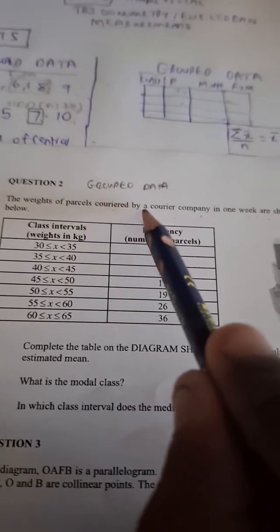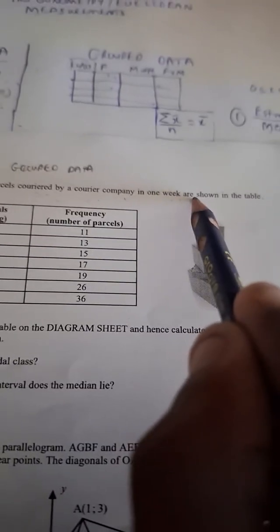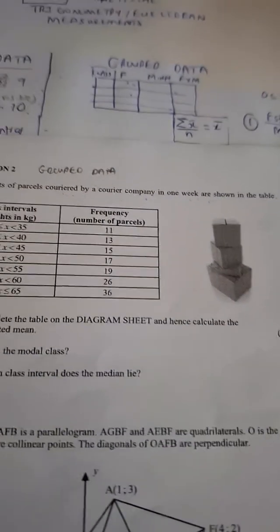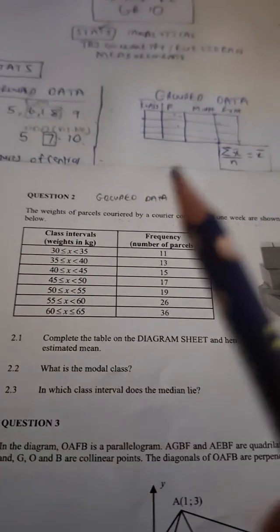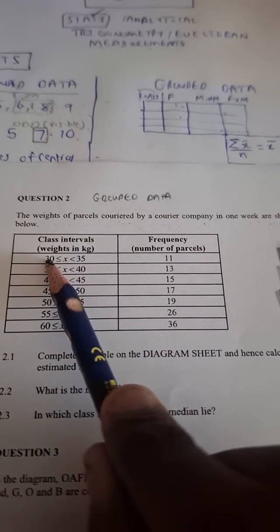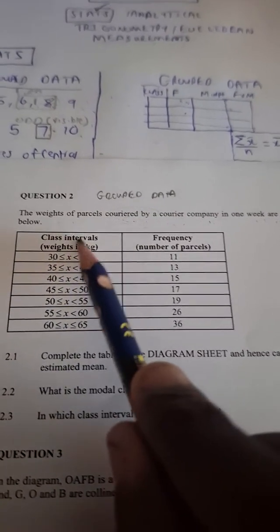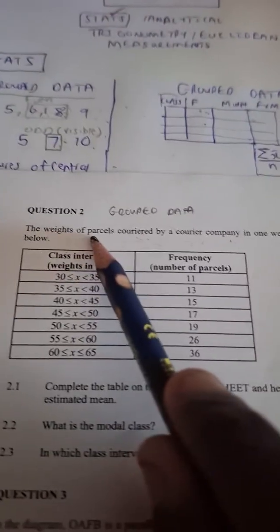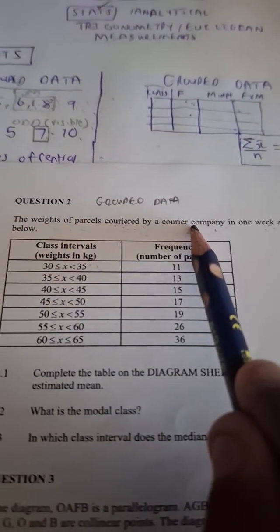So the weight of parcels couriered by a courier company in 1 week are shown in the table. You see, the weight of parcels couriered by what? By a courier company in 1 week. So this is just in a single week. This is the weight of the parcels. So look at these weights. So the parcels that are between 30 kgs to 35. Please take note that in the class interval, the intervals are in weights. What weight? Remember, we were told about the weight of the parcels couriered by a courier company.